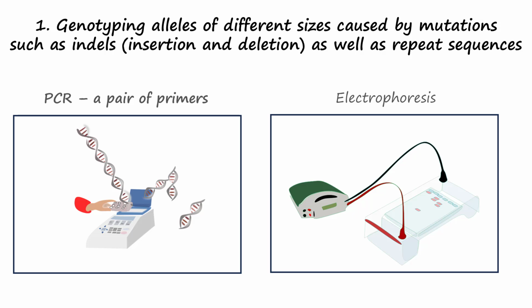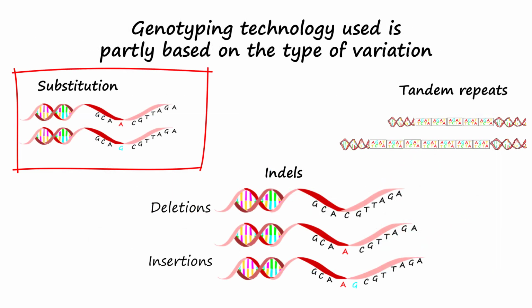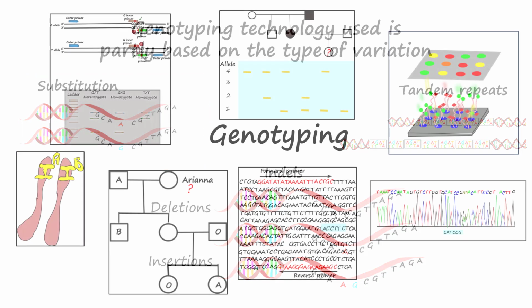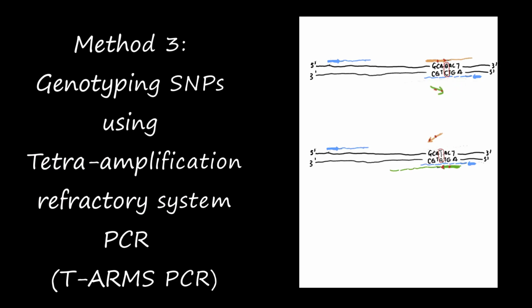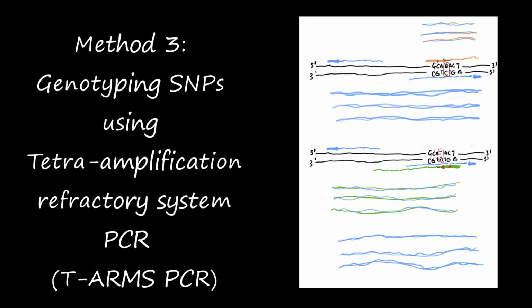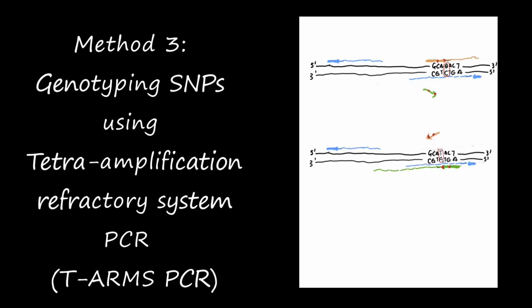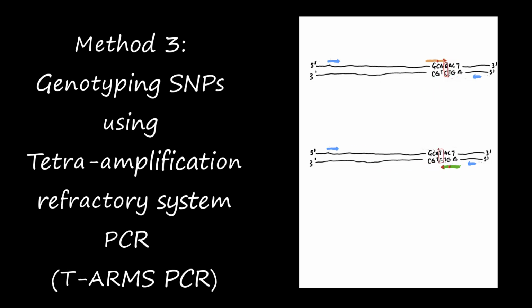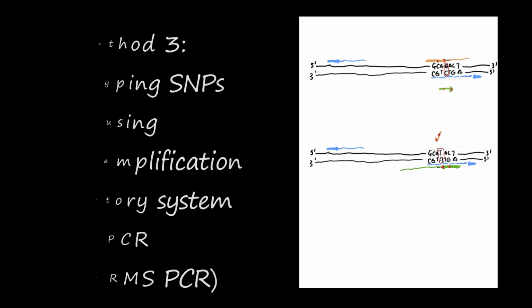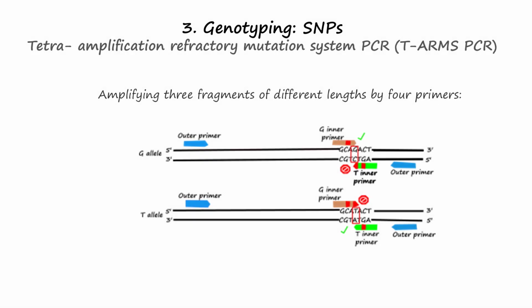While PCR with a single pair of primers followed by electrophoresis can identify mutations that cause size changes, some mutations do not cause size changes, so genotyping has to use a different method. One such method which is used for genotyping SNPs is T-ARMS PCR or tetra-primer amplification refractory mutation system PCR. This genotyping method involves amplifying 3 fragments of different lengths by 4 primers.